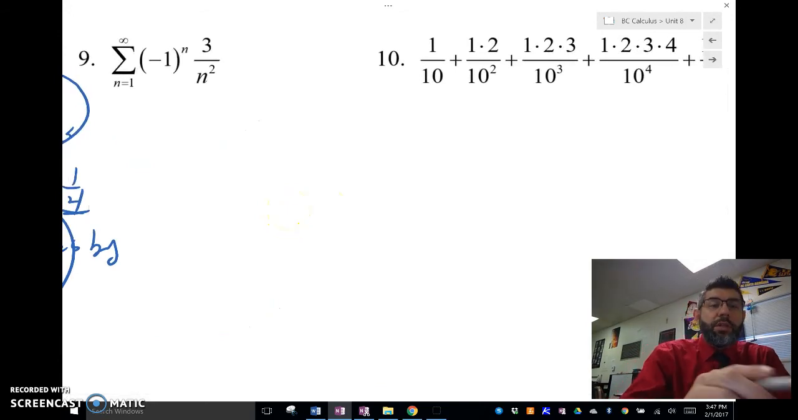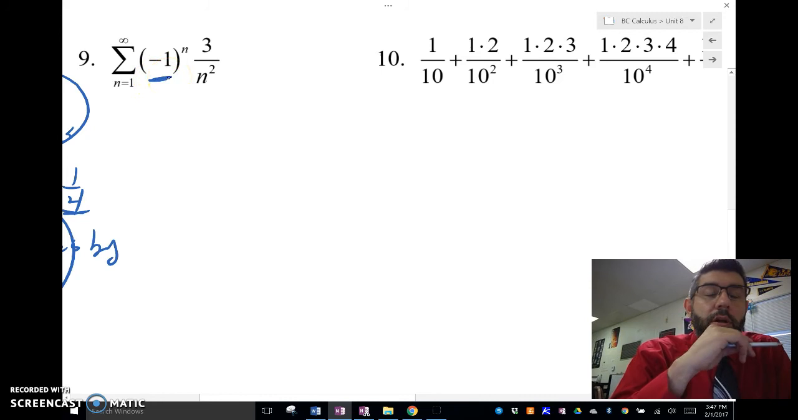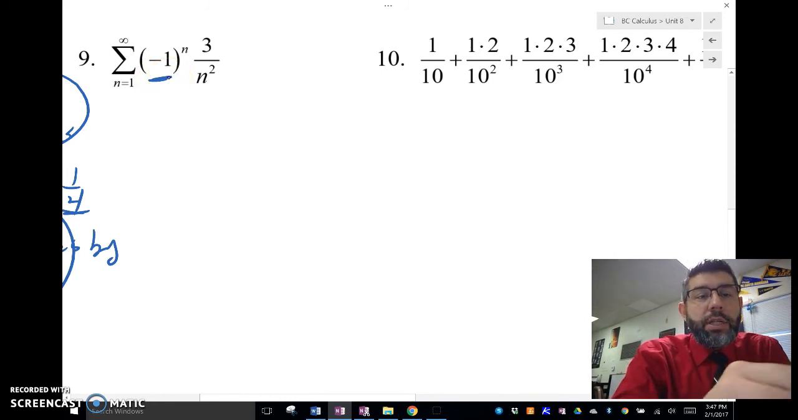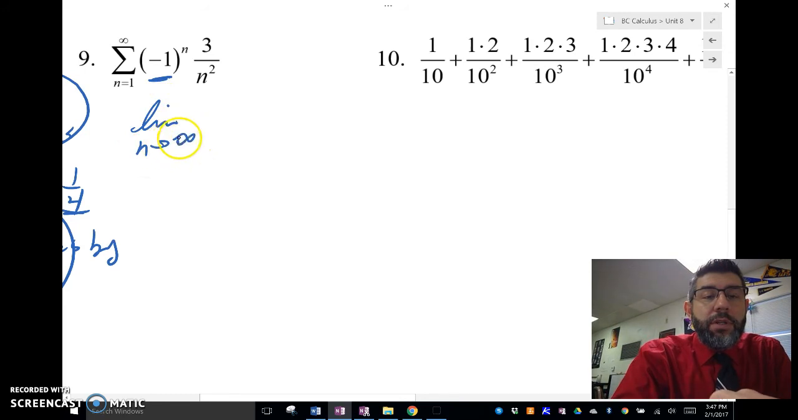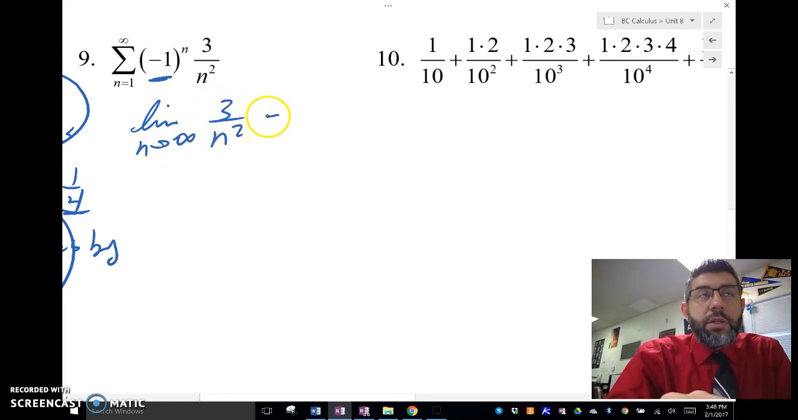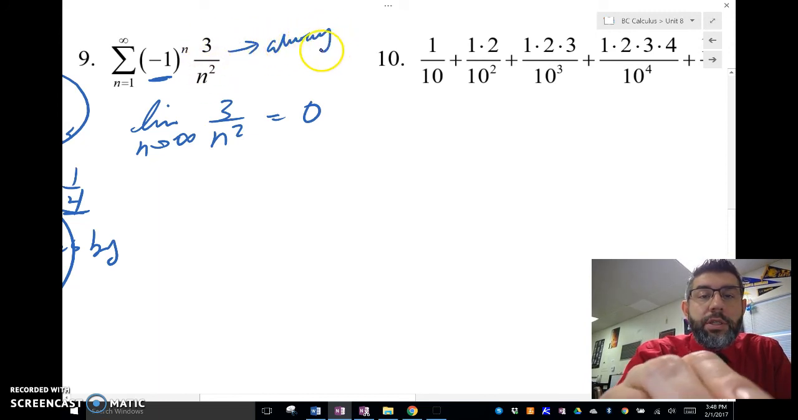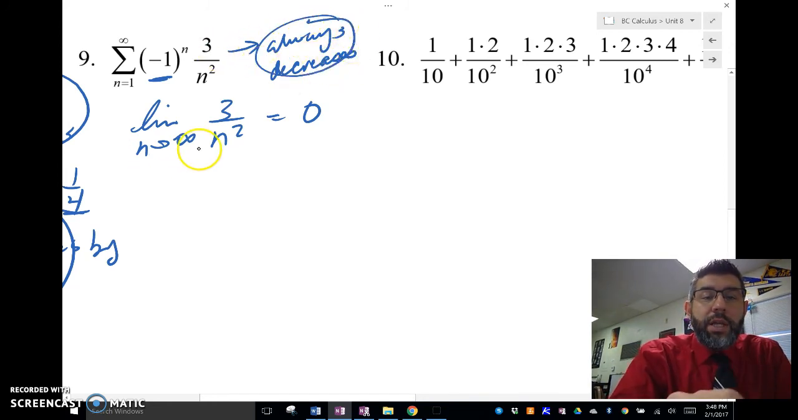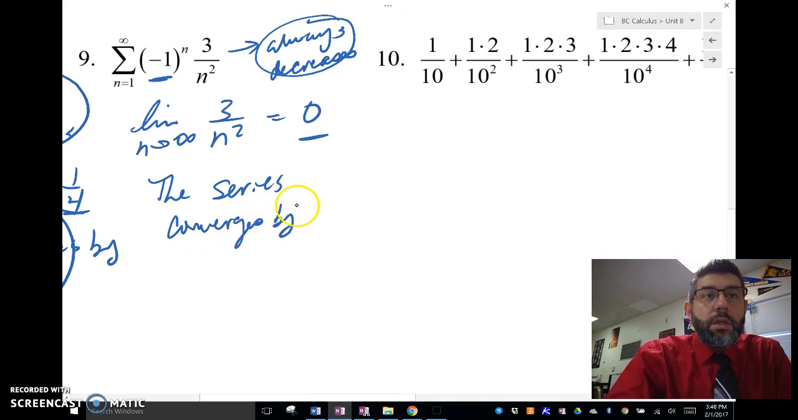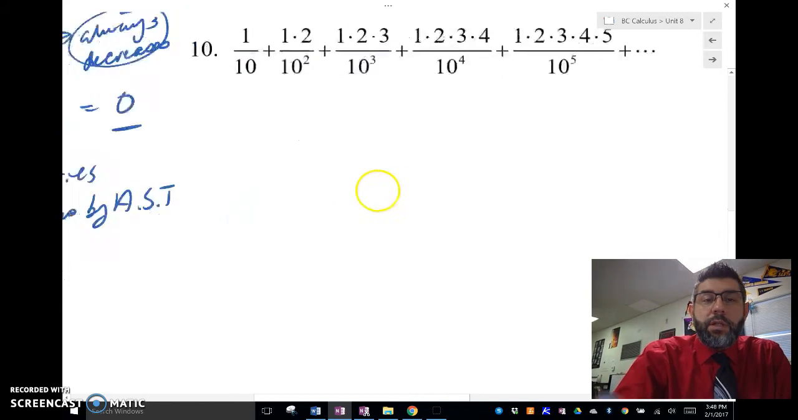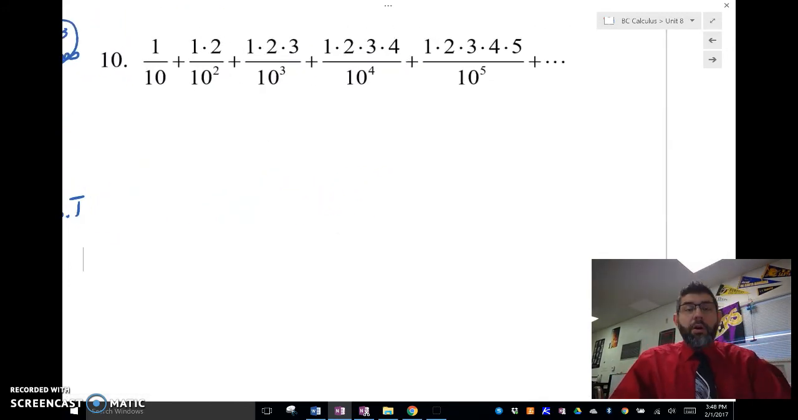Oh, what do we know about this one? This one alternates. So I know that it alternates. I think the first thing I'm going to try is the alternating series test. Limit as n approaches infinity of 3/n squared is going to give me 0. 3/n squared always decreases. So since this always decreases and my limit was equal to 0, the series converges by the alternating series test. All right? Okay, let's take a look at one last one here, and we're good to go.